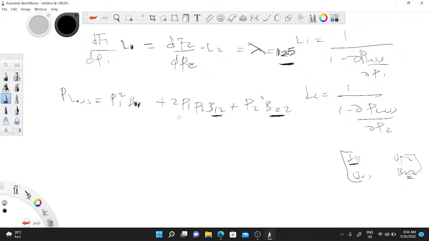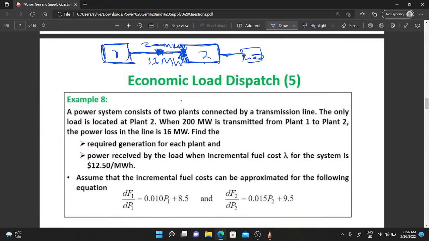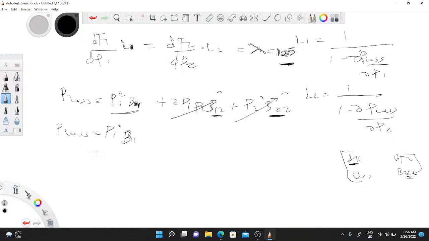So this component goes to 0, this component goes to 0. I can say that my P loss is equal to P1 squared B11. I hope I'm making sense. I said that we didn't transmit power from plant 2 on this transmission line, so the loss in the transmission line is due to power coming from only generator 1, or plant 1. Every component with 2 inside vanishes. So here I can find my B11 from the loss.